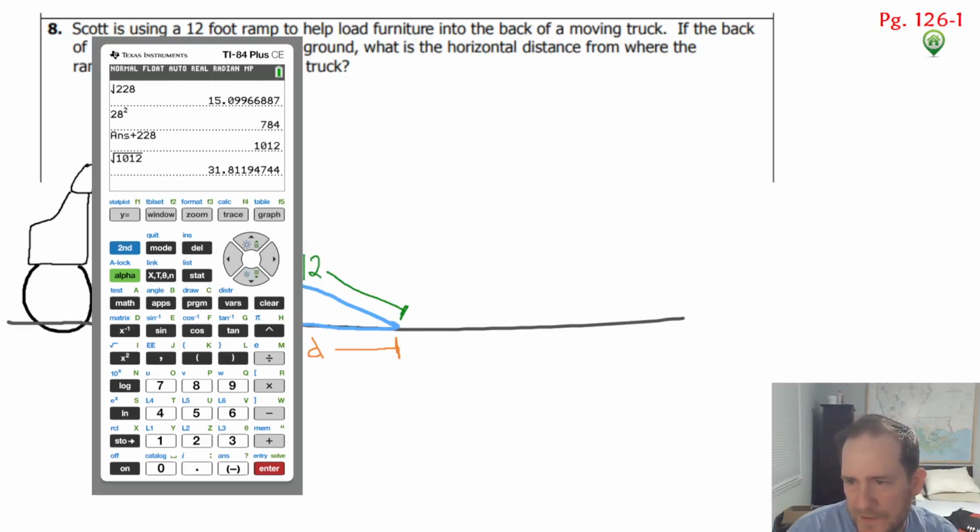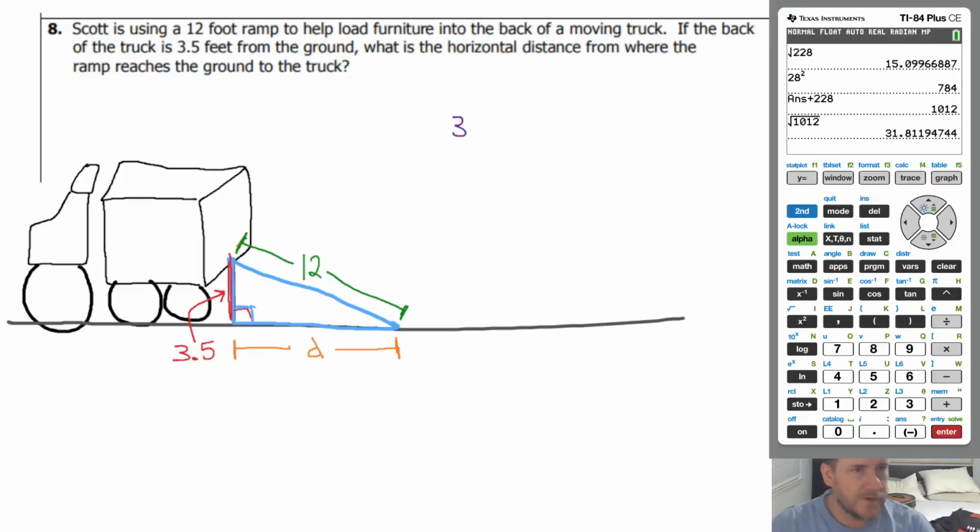Okay, but now that this diagram is fully labeled, then we're back to just doing a regular old Pythagorean theorem problem. And we know that that means we're going to be doing a 3.5 squared. Where's my, oh no, my beautiful drawing. What a shame that you guys couldn't see that beautiful truck. I think you'll live. Alright, so anyway, there's my drawing.